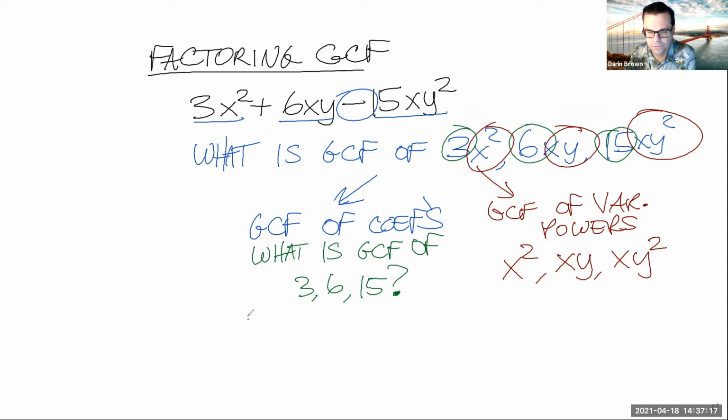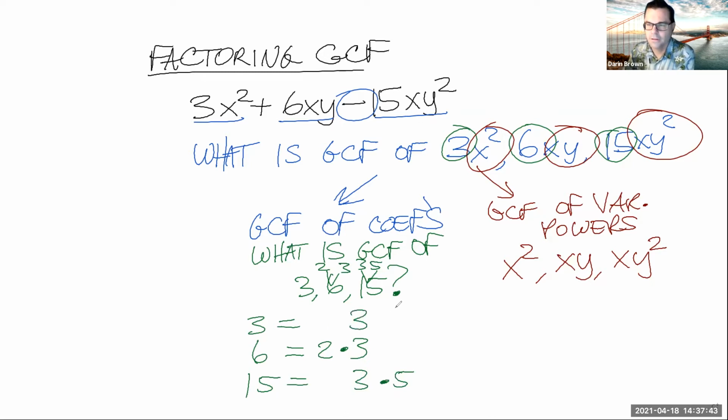So 3 is equal to 3. 6, of course, is 2 times 3. 15 is 3 times 5. I'm actually going to move the 3 over here. So what you do when you're finding the GCF is you look at each prime and you find what's the most that's in common with all of them, which ends up being the least power that you see.